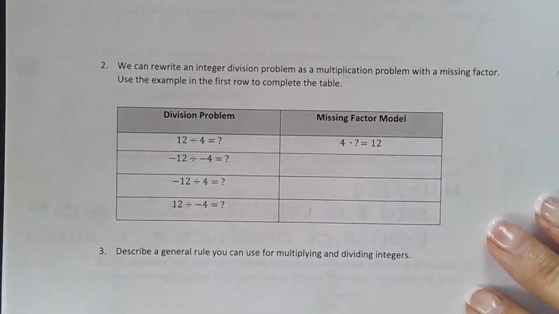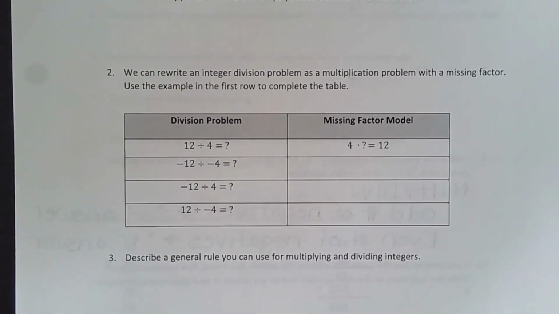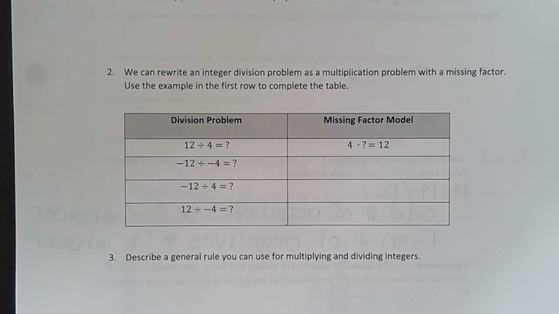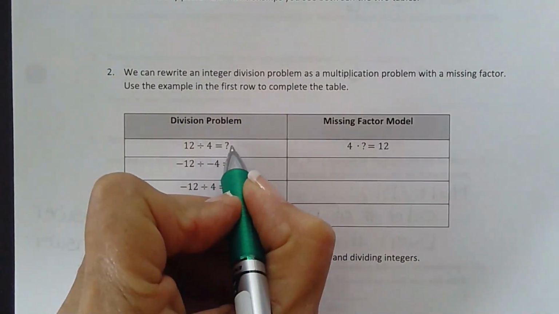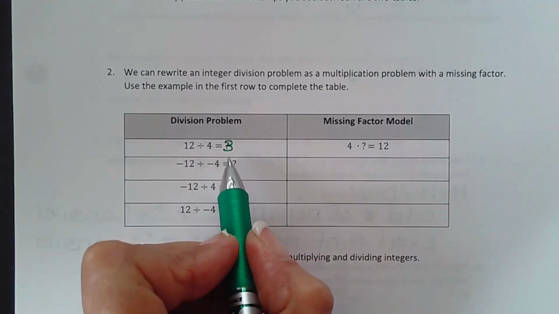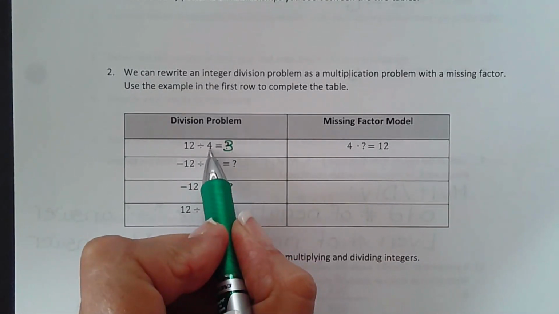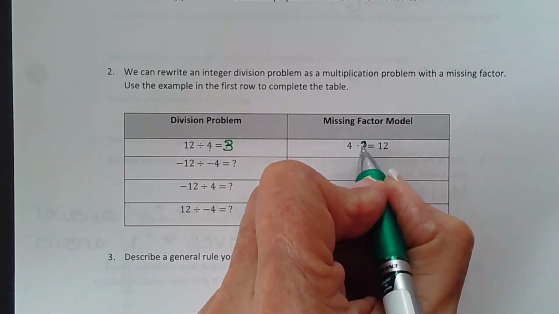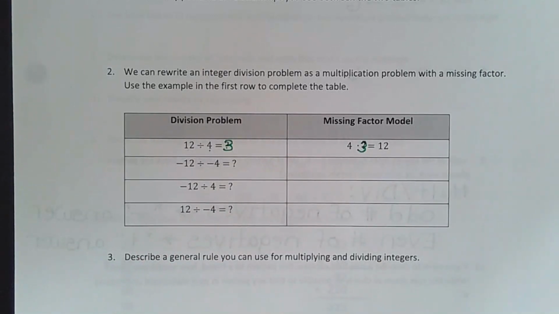So now we're going to practice on our own. We can rewrite an integer division problem as multiplication. So we're doing just the opposite. We're getting an answer, and then we're going to check it with multiplication. So 12 divided by 4 is 3. That means that 3 times 4 must give me 12. And that is a true statement.